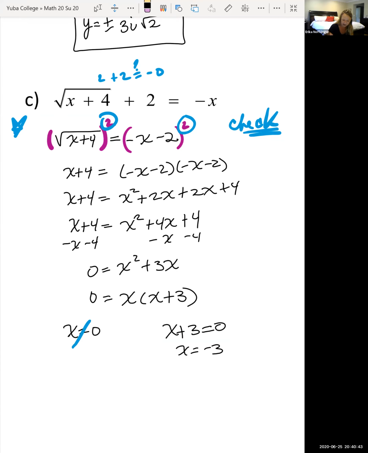And so now let's plug in negative 3 and see if that works. So negative 3 plus 4 underneath the radical is 1. Square root of 1 is 1. Plus 2. Does this equal negative, now plugging in negative 3 where we see the x? So 1 plus 2 is 3. 3 is equal to 3. And so this is a part of our solution.